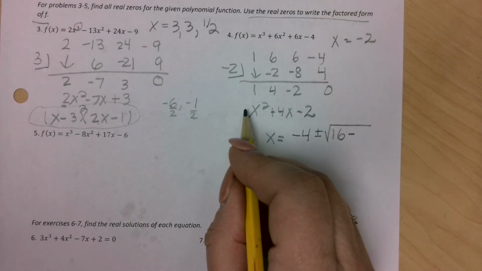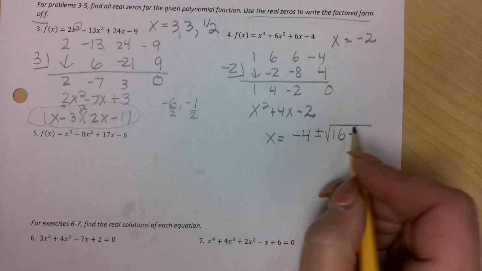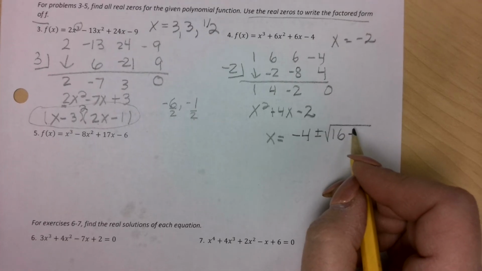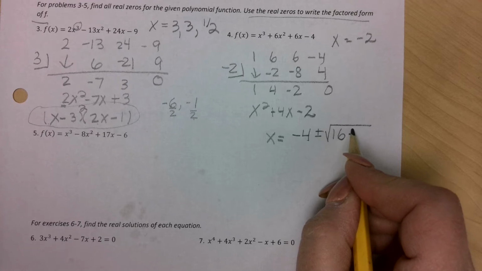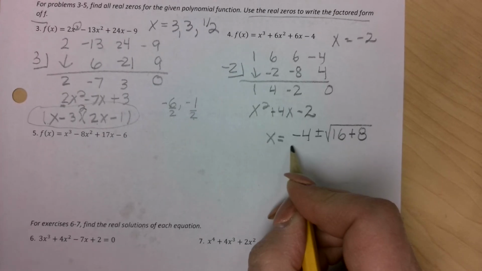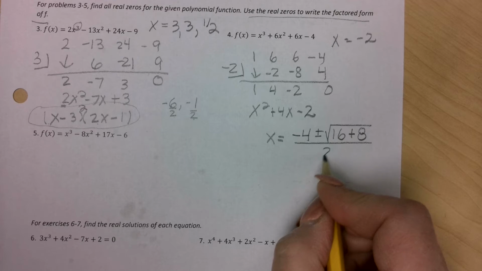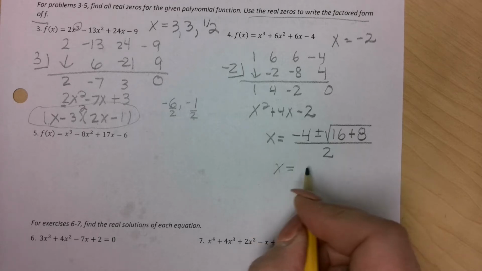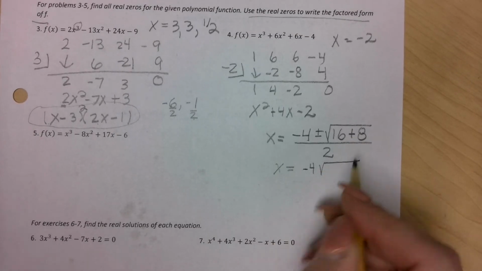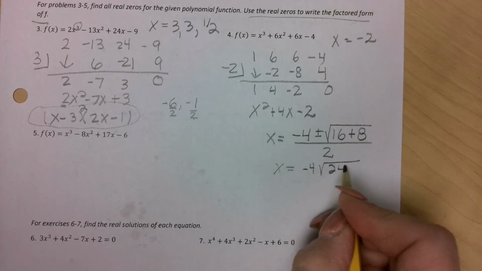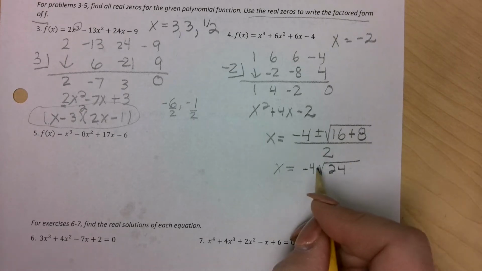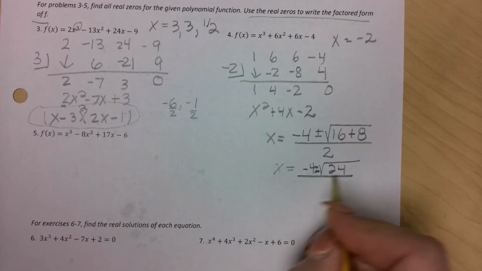minus 4 times 1 times negative 2. So 4 times 1 times negative 2 would be negative 8, so minus a minus 8, which would be plus 8, all divided by 2. So we get x equals negative 4 plus or minus the square root of 16 plus 8, which is 24. This is plus or minus here, divided by 2.